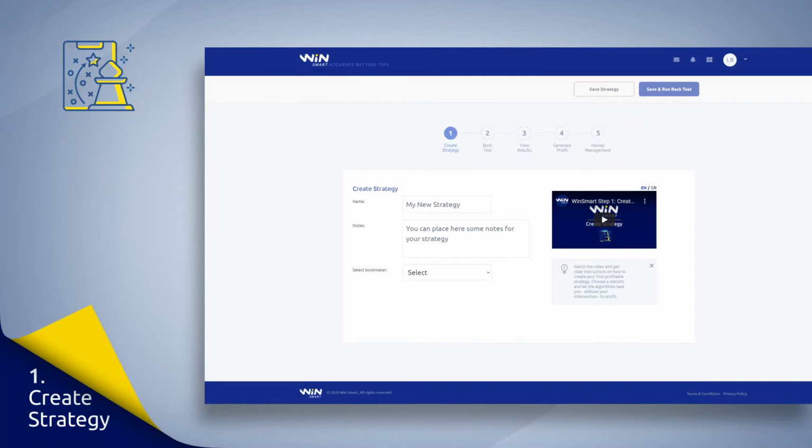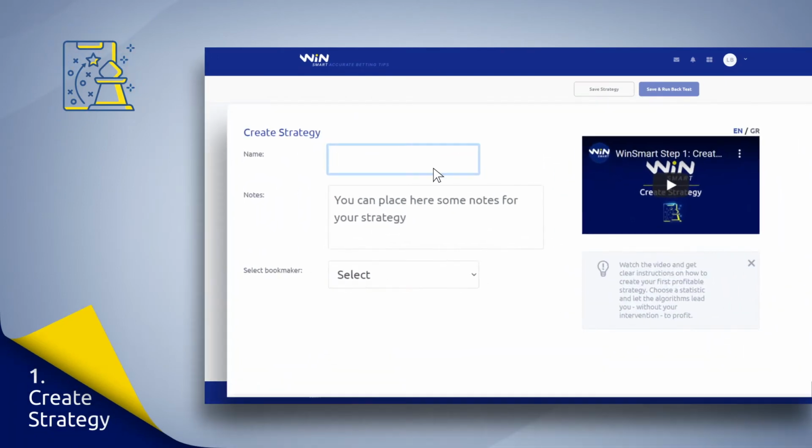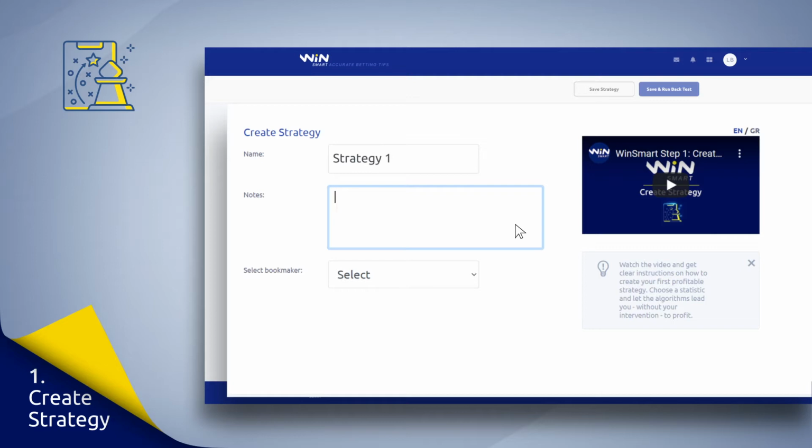The first thing you need to do is give your strategy a name in order to distinguish it from the ones you will create in the future. Just below that, you can keep some notes characteristic of your strategy. Here is an example of a good label: I am targeting home wins.